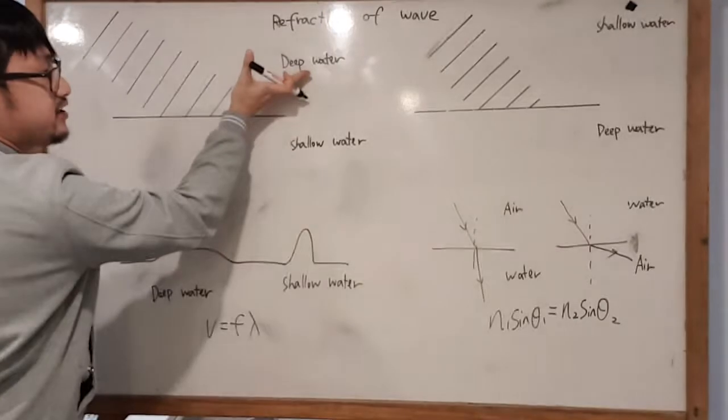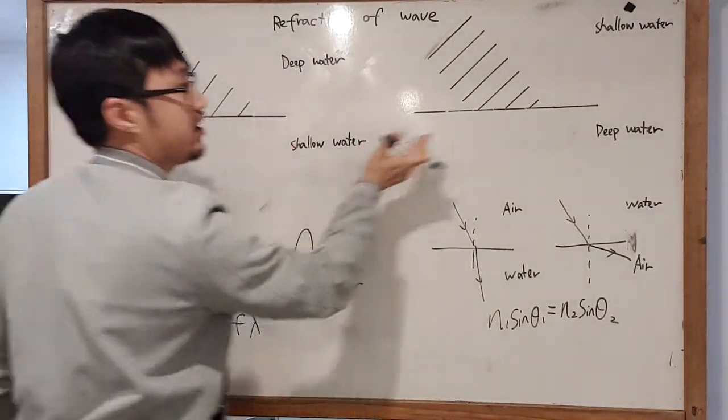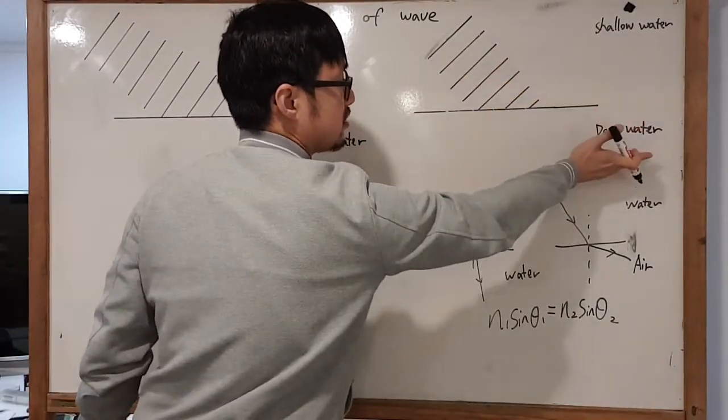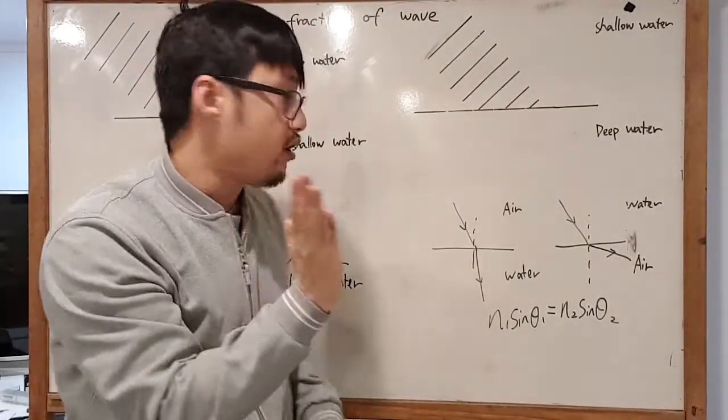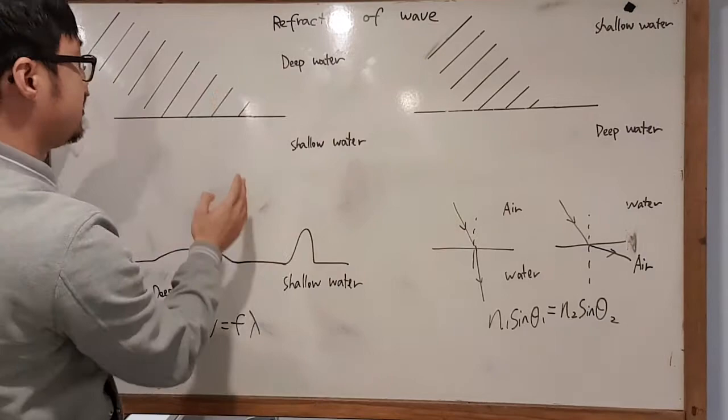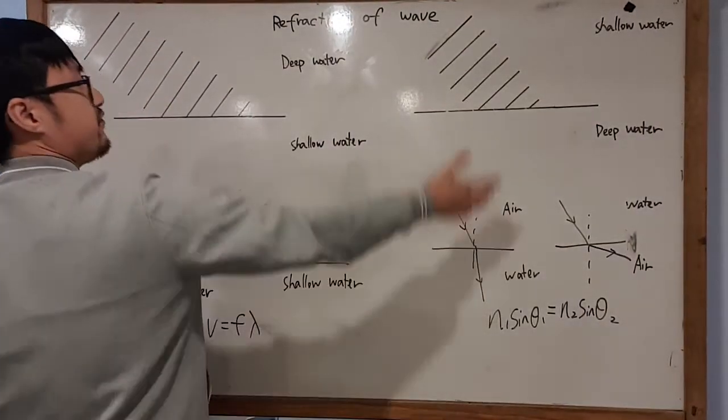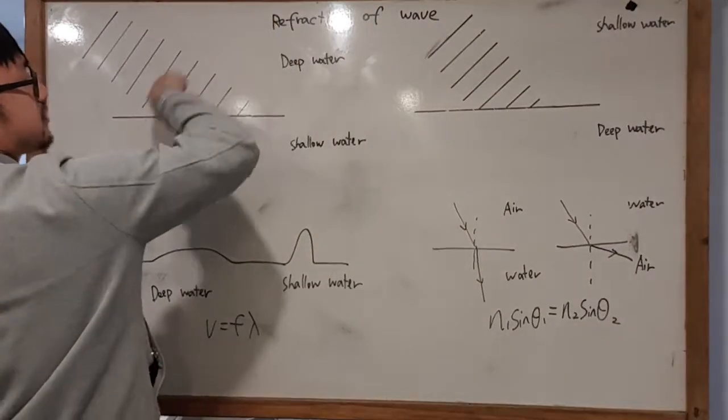Say this is deep water going into shallow water. This situation is shallow water going into deep water. The notes I give you, I draw the water boundary sideways. So basically what you do is you just lift this up, and that's going to start to go sideways, okay?